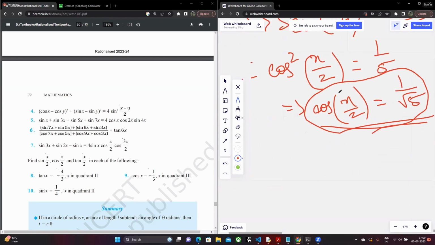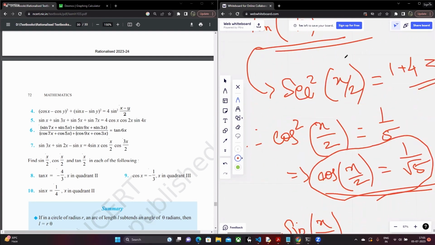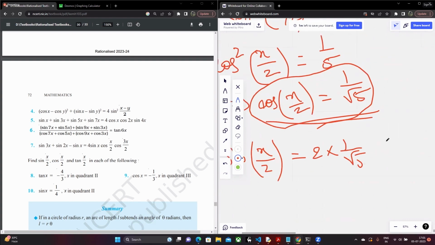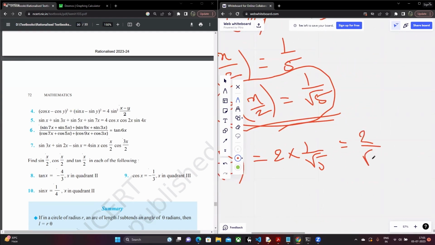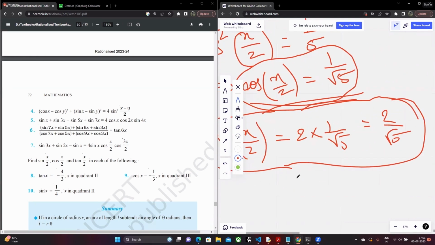And finally, since cos x by 2 is 1 by root 5, I can get the value of sine of x by 2, right? Which is basically tan x by 2 into cos x by 2, which is 2 into 1 by root 5. This equals 2 by root 5. Right? So you have the three values, that is sin x by 2, tan x by 2, and cos x by 2 for tan x being equal to minus 4 by 3 in the second quadrant.